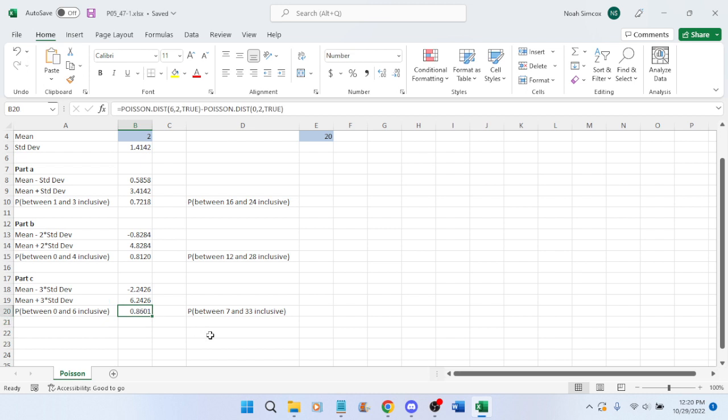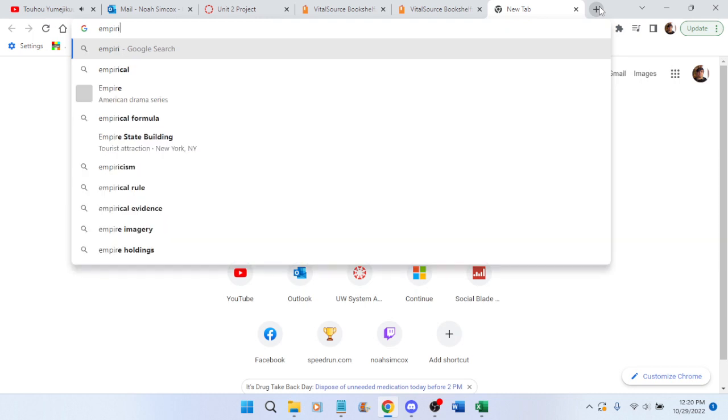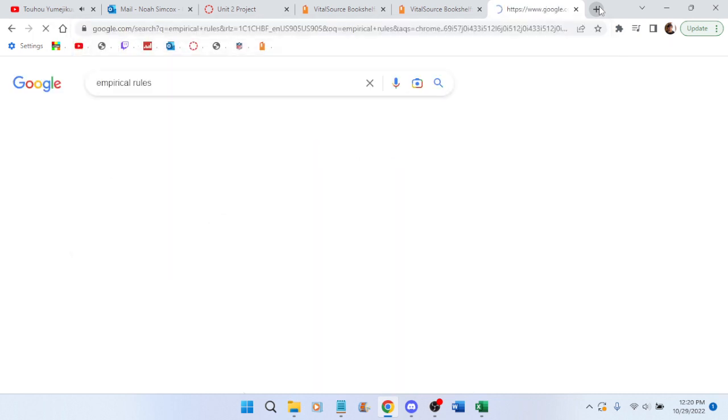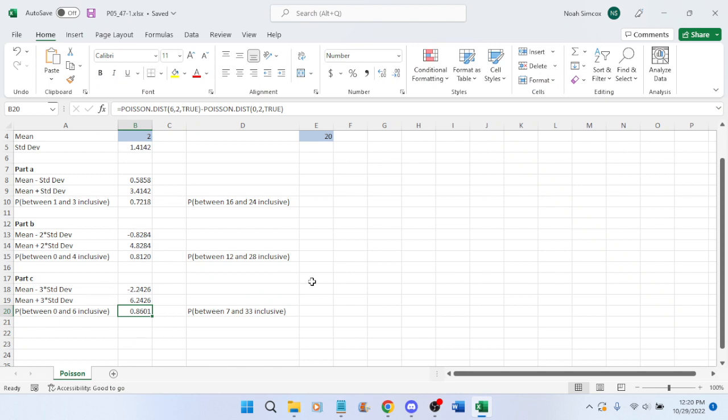This doesn't look like it's anywhere close to the empirical rules. What is the empirical rule? Let me just look it up. Can you please just give me this percentage? There. All right, so 68, 95, 99.7. So yeah, it looks like it's nowhere close to those.